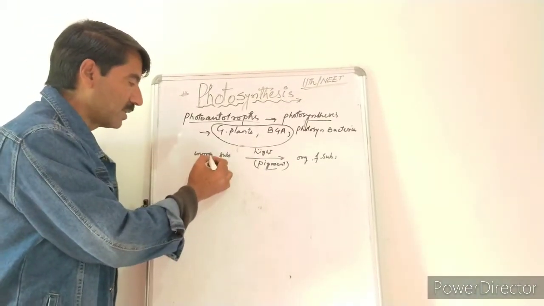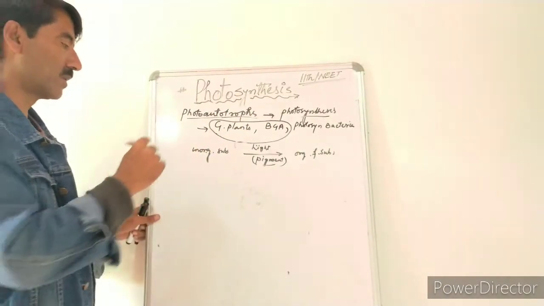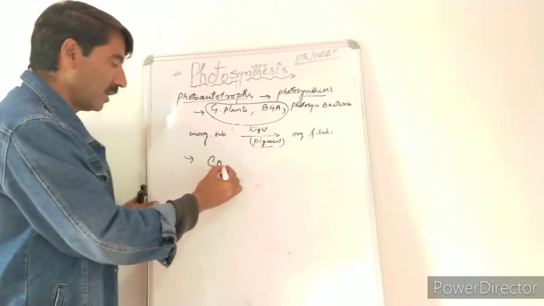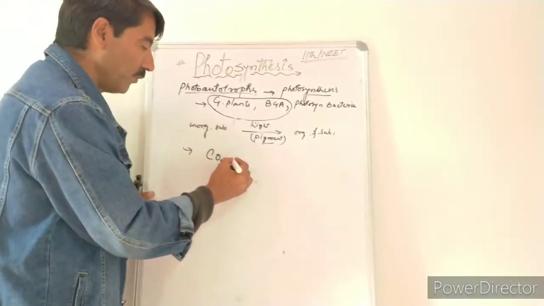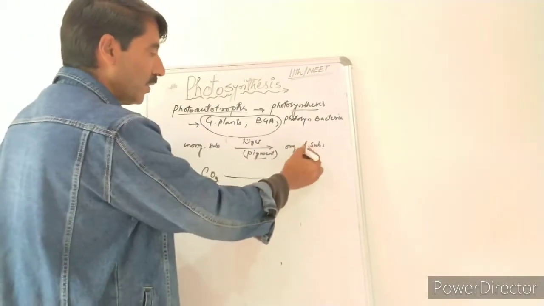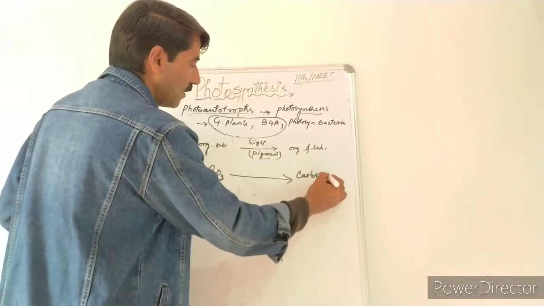Now here, inorganic substances are converted into organic food substance. Remember, the important inorganic substance is carbon dioxide, and we may say that this is carbon dioxide which is converted into the organic food substances, that is the carbohydrates.